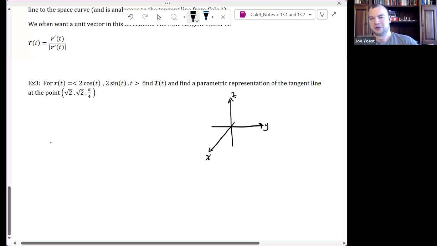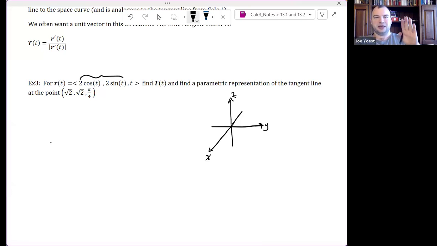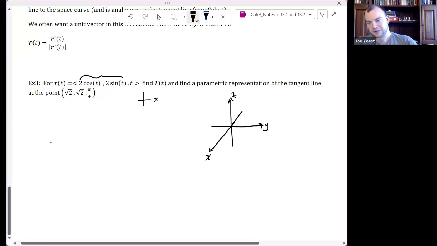So what does this space curve look like? Well, from the perspective of looking straight down, parallel to the z-axis, the projection onto the xy plane looks like 2 cos t, 2 sine t. On the xy plane, it looks like a circle of radius 2.